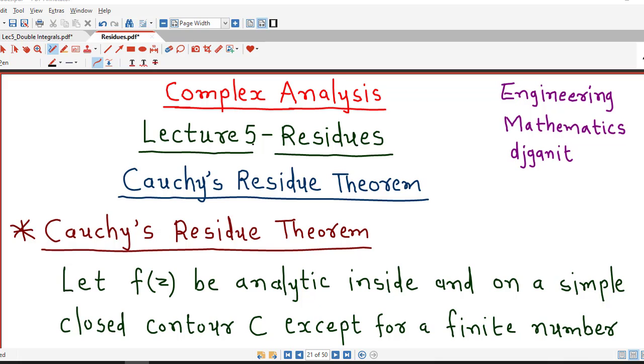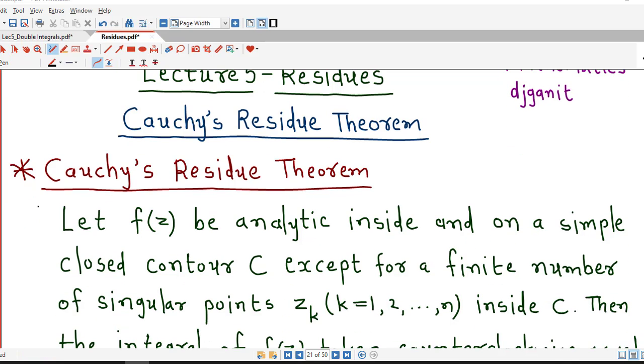In this lecture we are going to discuss one important result of complex analysis known as Cauchy's residue theorem. Using this result we can evaluate some complex integrals easily. So we will understand what Cauchy's residue theorem is, and we will see how to apply it to evaluate a complex integral. First we understand what Cauchy's residue theorem is.